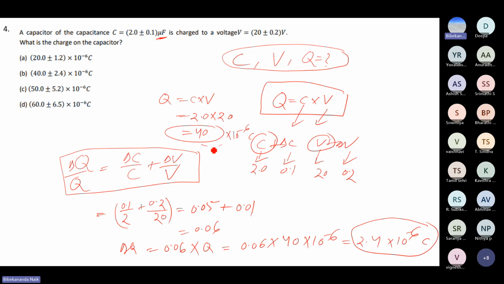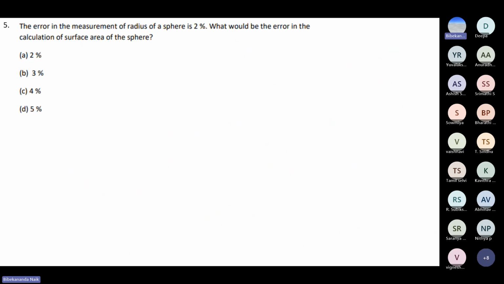So the result will be Q plus or minus delta Q. It will be 40 plus or minus 2.4 into 10 to the power minus 6 coulomb charge. So this is the correct answer. Then talking about the next question.